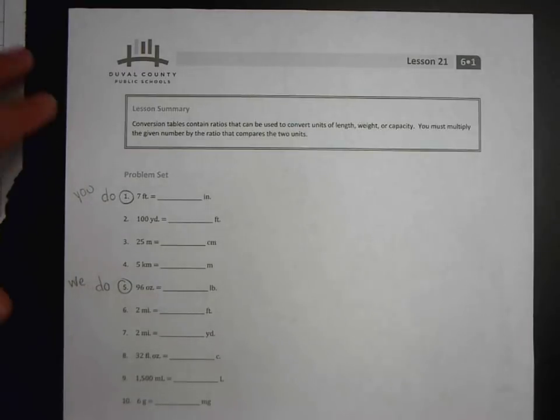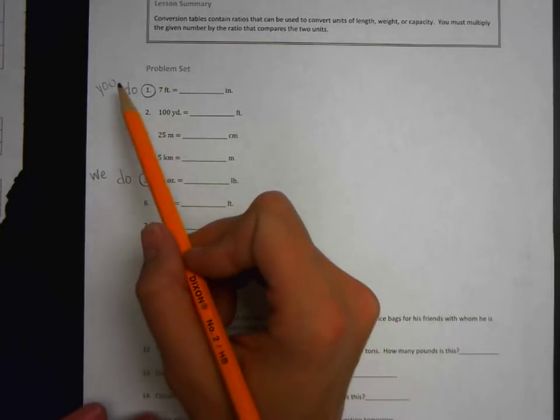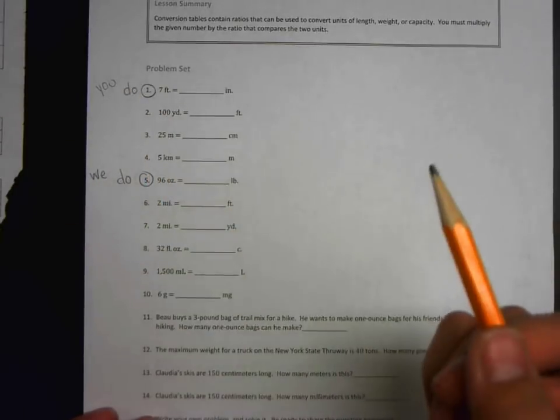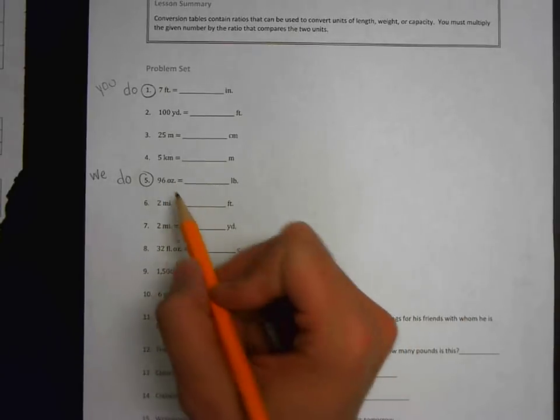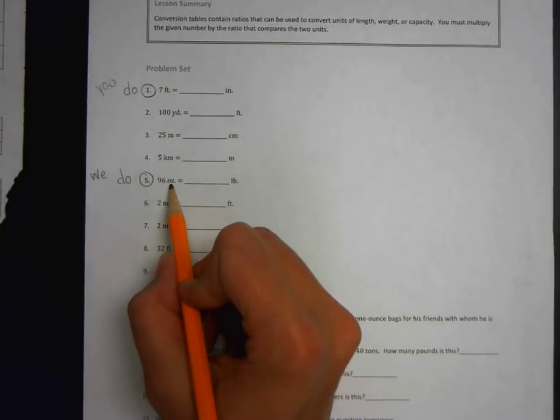Let's move over to the problem set. I'm going to do a couple, 2 problems on here, and then this is going to be part of your classwork as well. So we're going to do number 5. So I have 96 ounces, OZ is ounces, equals blank pounds. I want to find how many pounds are 96 ounces.